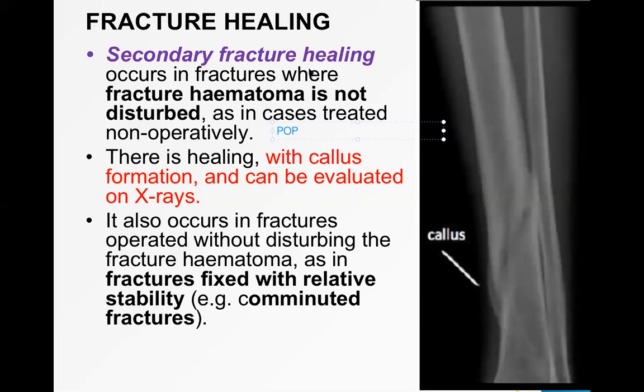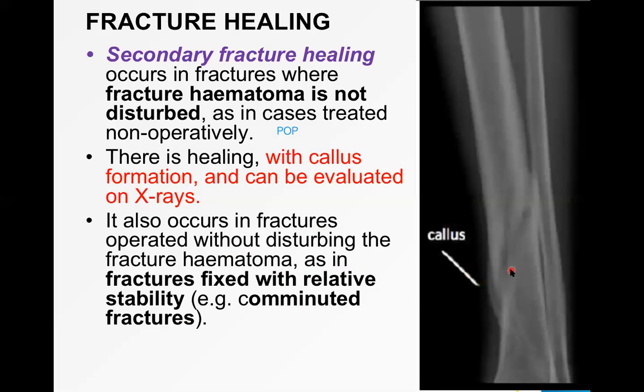Now have a look here. See this area. We can see elevation here. We can see a little bit of osteosclerotic area at the fracture site. That means this fracture is healing, and this is called callus. It also occurs in fractures which are operated without disturbing the fracture hematoma, as in fractures fixed with relative stability, like in comminuted fracture.